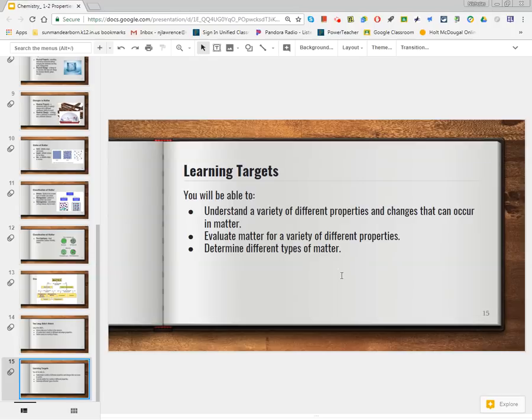So I hope now you can understand a little more the difference between properties and the changes that can occur in matter. I hope now you have a foundation to begin to evaluate matter by the type of properties it has, which you'll be doing in your homework and in your lessons. And I hope also now you have a leg up in being able to determine different types of matter.